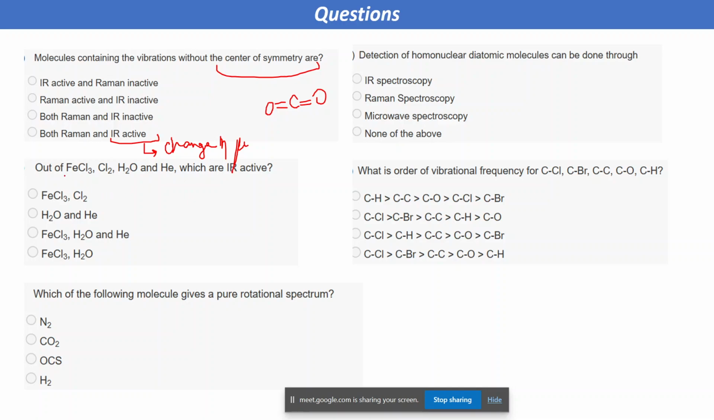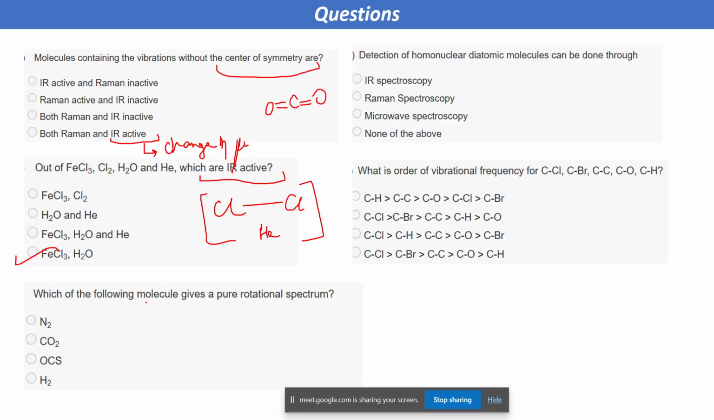Now, just tell me about HCl, Cl2, water, and helium. Which will be IR active among these four? If you see the chlorine molecule, this is the same, Cl, Cl. So there is no change in dipole moment. Correct. And helium is an individual atom, so here there is no change in dipole moment. Therefore, the answer will be HCl and water.